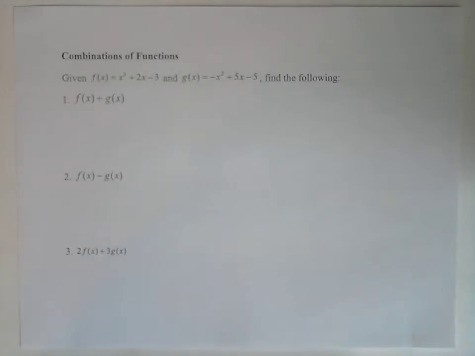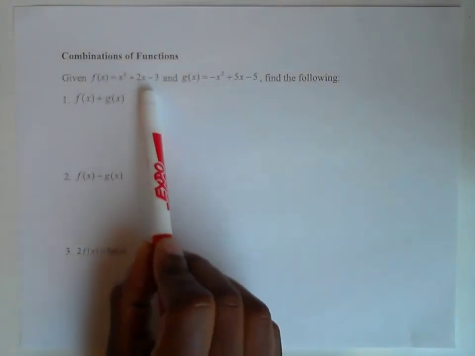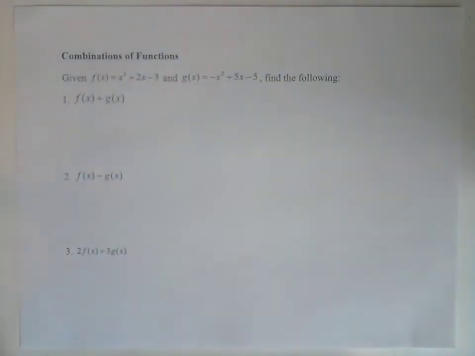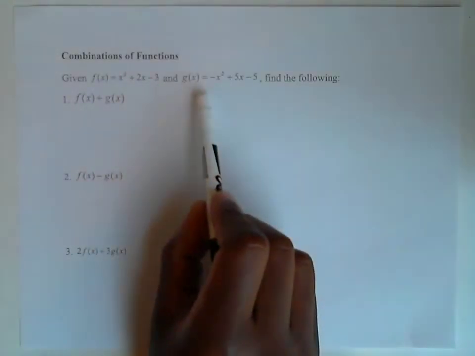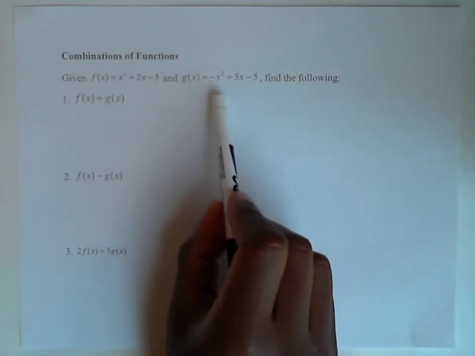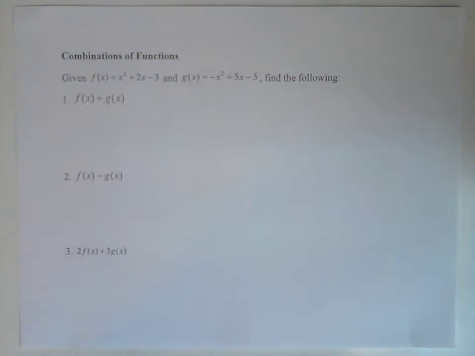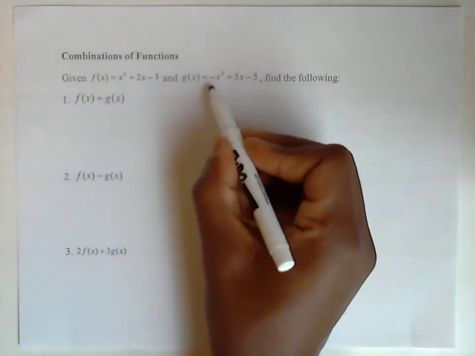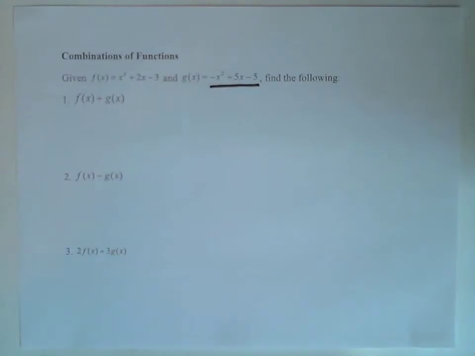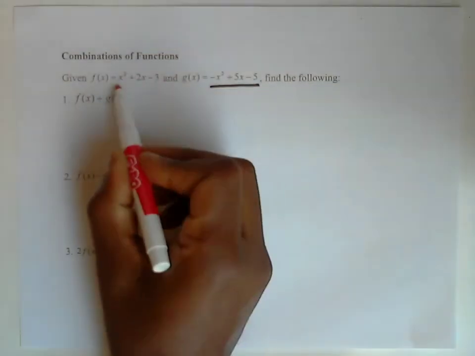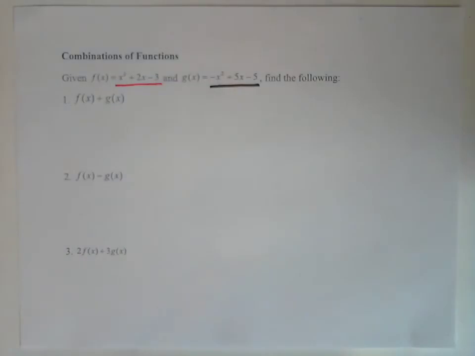Today we've got three problems, and we're given values for f of x, which equals x squared plus 2x minus 3, and g of x, which equals the negative of x squared plus 5x minus 5. When I'm doing these today, I'll refer to g of x in black and f of x in red. Our first problem today is f of x plus g of x.